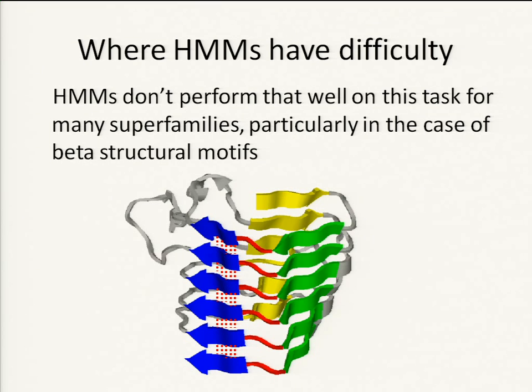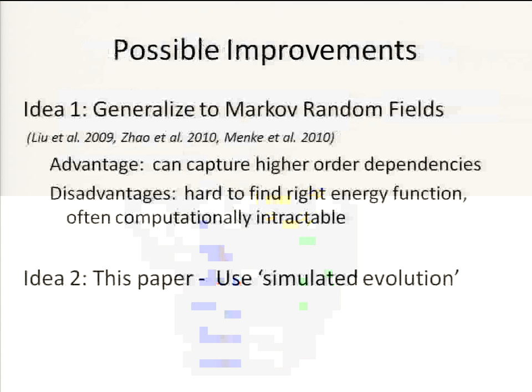What happens with these residues? These are bound by hydrogen bonds and have dependence, and as you can notice, they are constant, and so this dependence in the sequence cannot be captured in an HMM. There are a couple of ideas to make improvements.